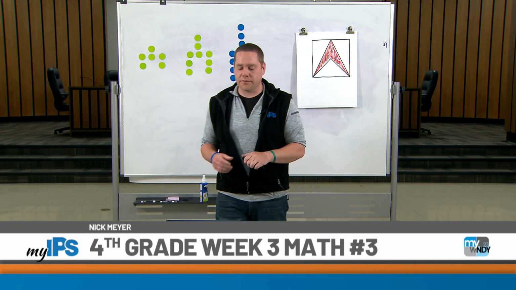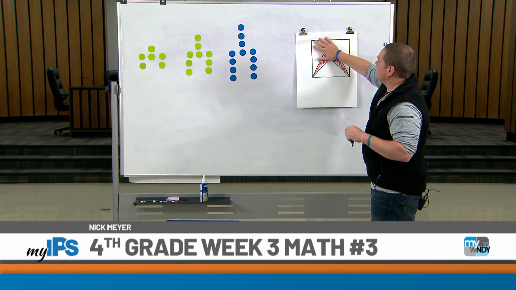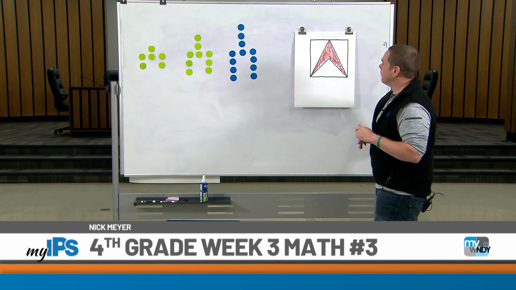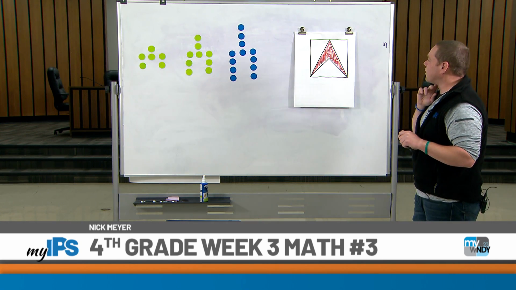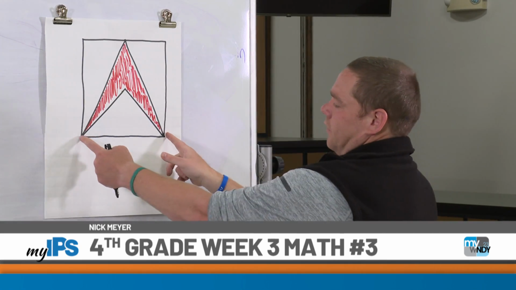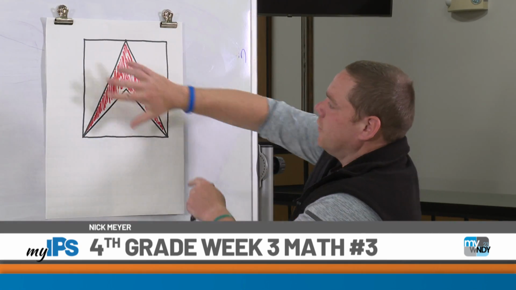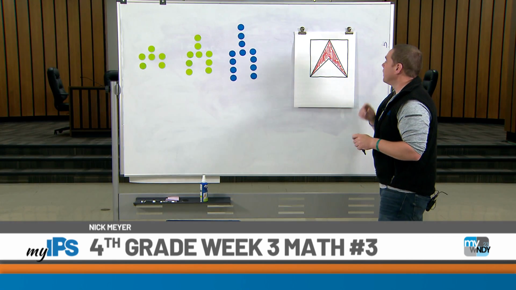So your very first one says a fraction talk, and we have this arrow looking thing. Our job is to find out what fraction of this whole is shaded, if the whole is 1 unit by 1 unit, so this whole square is the whole. Our job is to find out how much of the whole is shaded.